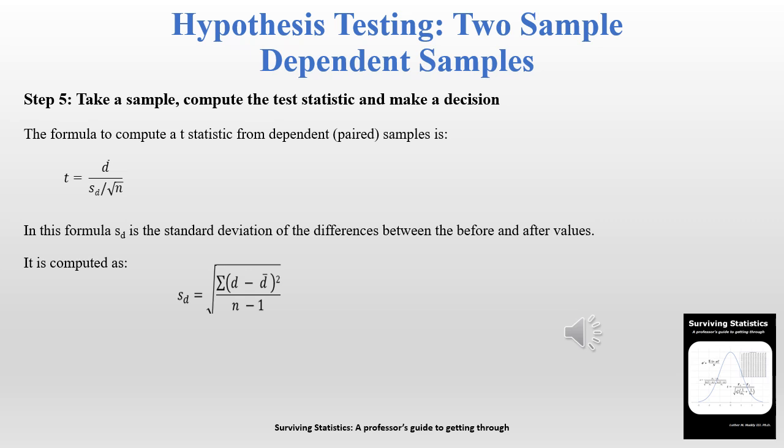We're dividing that by the standard deviation of the differences. You see the formula for that. It is the square root of the sum of each difference minus the mean of the difference squared, divided by n minus 1. And we'll see on the next screen how we can actually compute that in a worksheet.